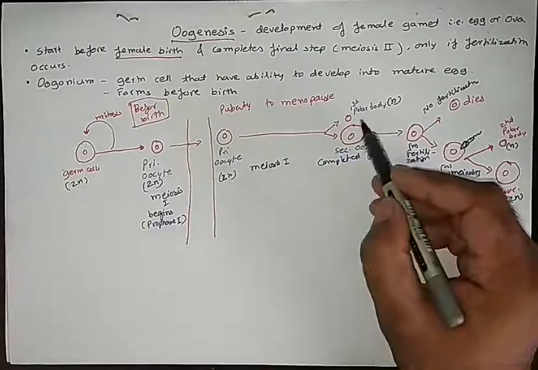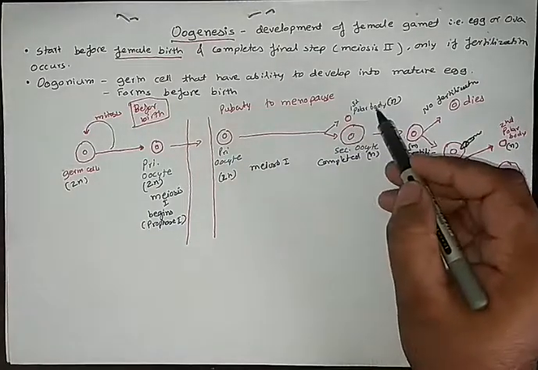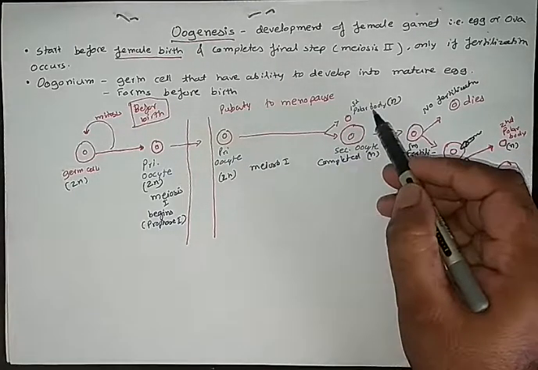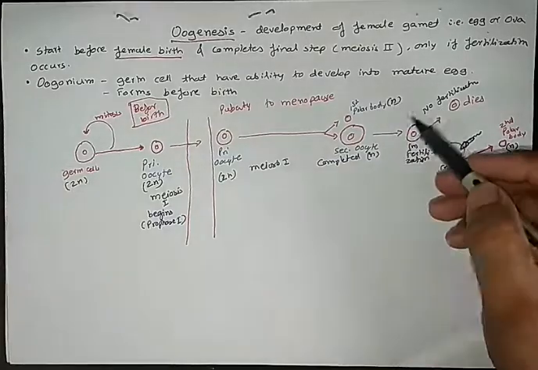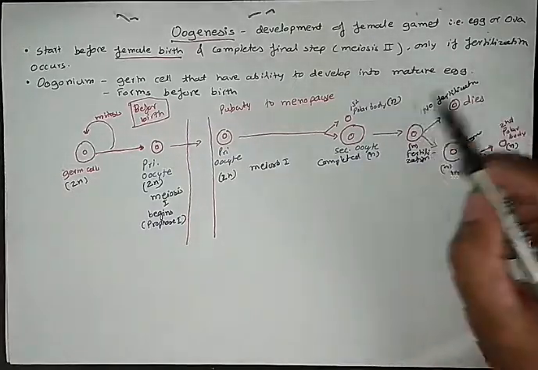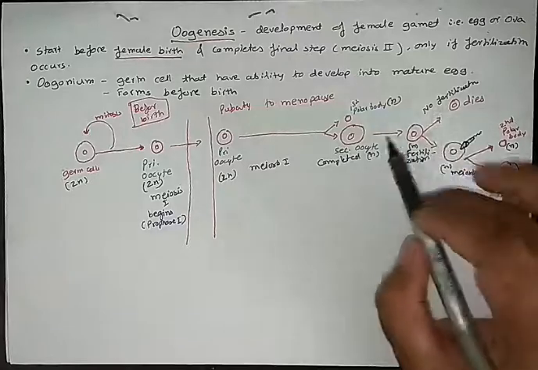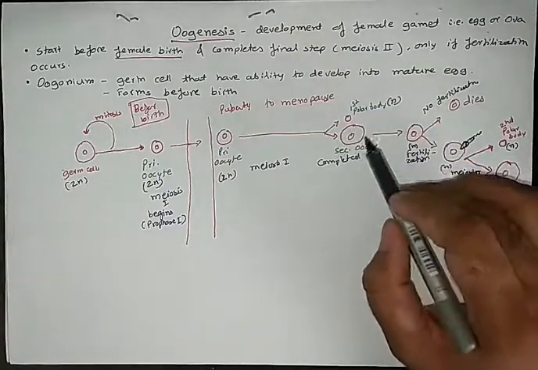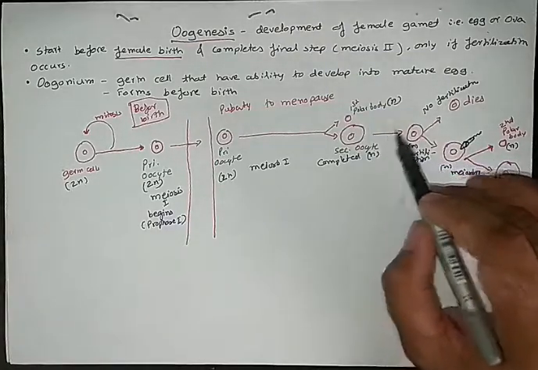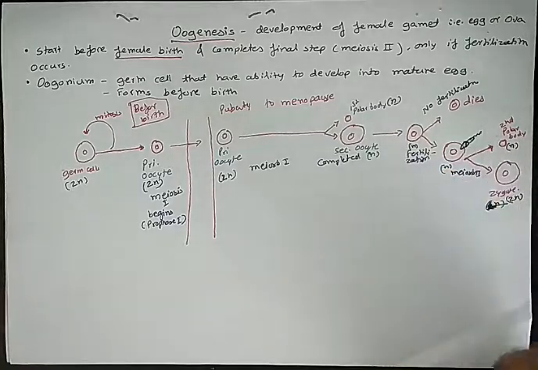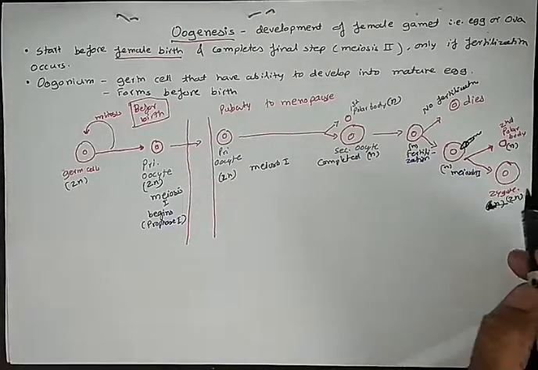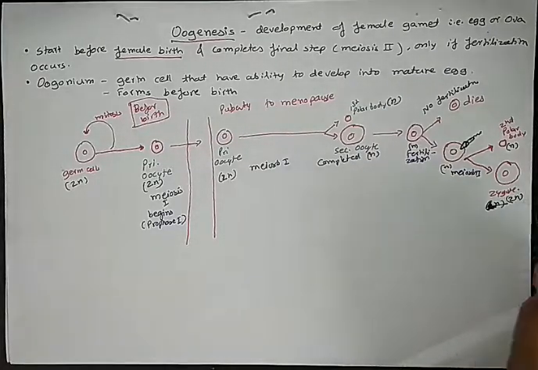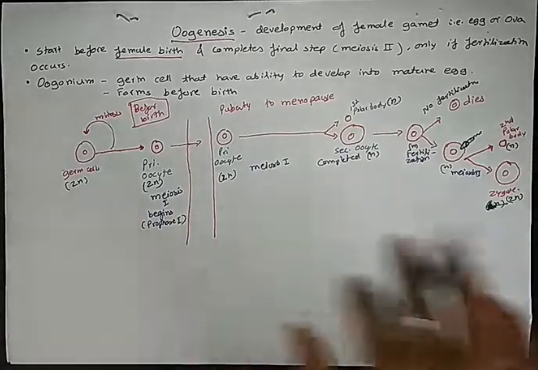Now this polar body can also go through meiosis 2 and form two polar bodies, and they are n in number. But in humans, only the first polar body forms, and then it gets degenerated. Here also the second polar body gets degenerated. So these are the events which are happening during oogenesis.